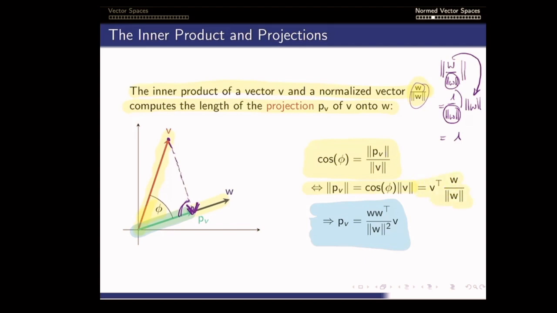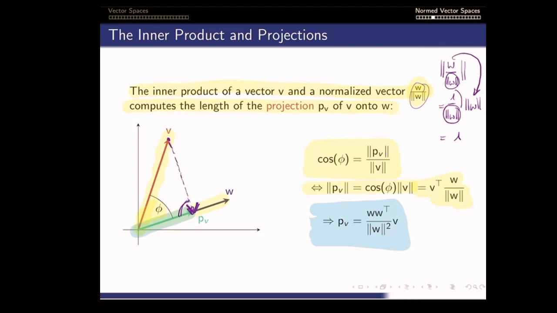Then we know the length of PV, and we know that PV is the projection onto w, so it has to be on w. So what we do in the last equation is we multiply with w divided by the norm of w, and then we arrive at our final term.